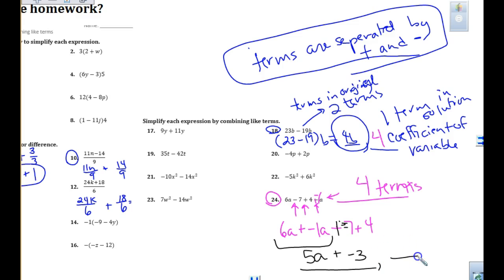how many terms do we have in this answer, Lizzie? 2. And if I say, what is the coefficient of a, Ava, what am I looking at? 5. Okay? So that's kind of what your homework quiz looks like.